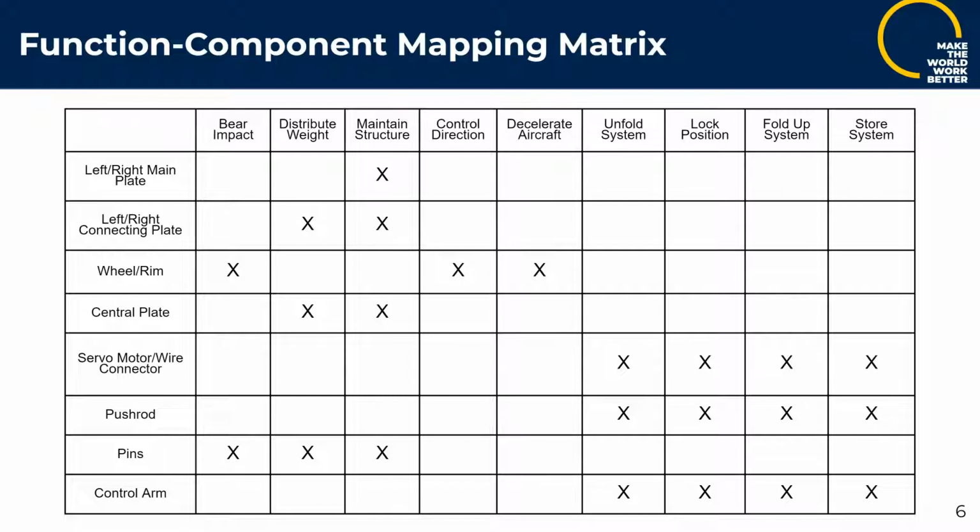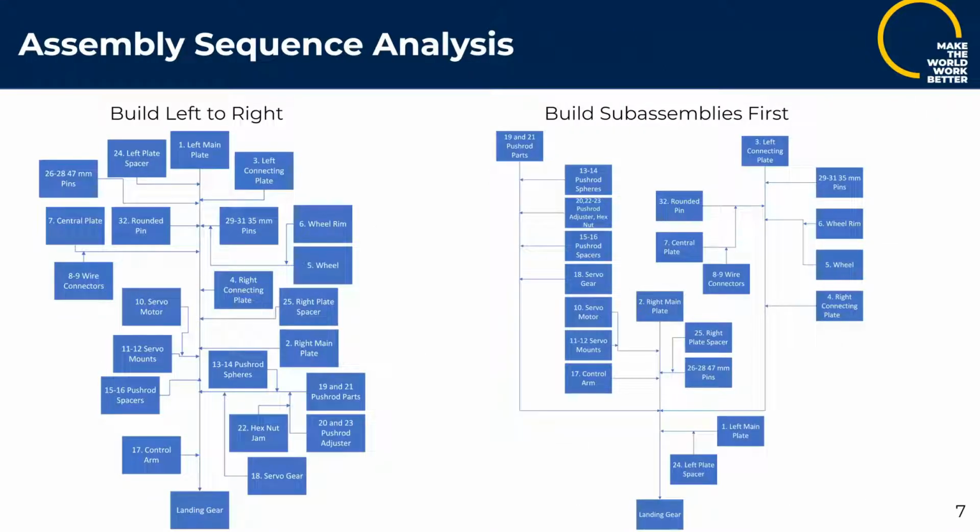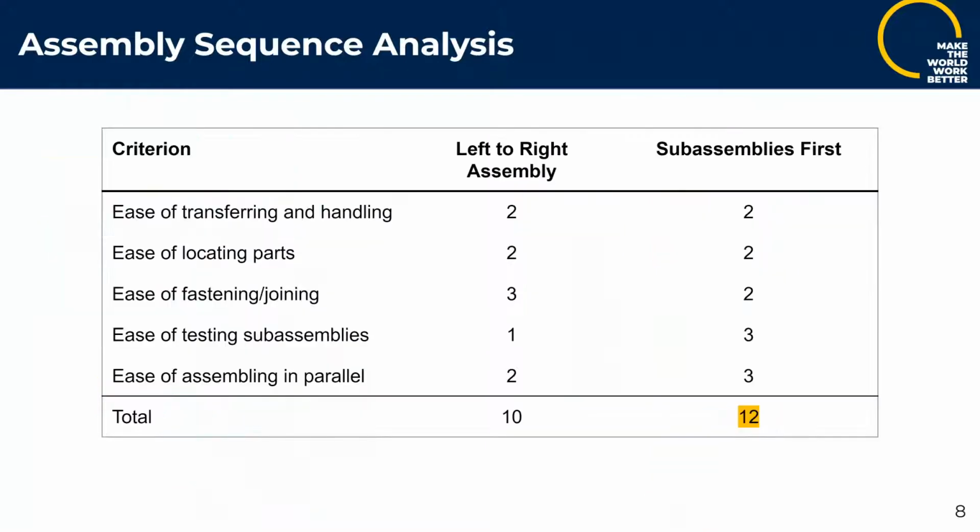Now, moving on to the next slide, we look at how to assemble this. There were basically two main things we looked at. Either building it from left to right, essentially putting down the main plate and then building all of the components on top of it, or building the different sub-assemblies and then coming together. Now, in analyzing this on the next slide, we look at how easy it is to assemble based on these factors. We found that the sub-assemblies first method is much stronger than the left to right assembly and makes a lot more sense.